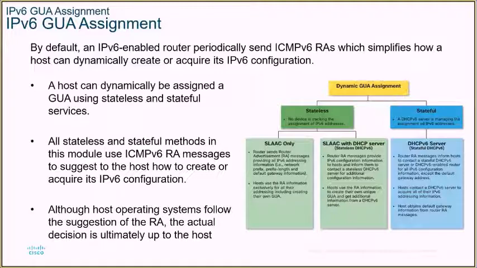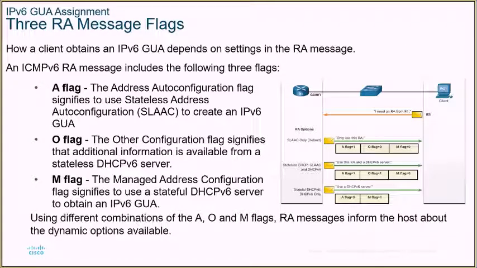Although host operating systems follow the suggestion of the RA, the actual decision is ultimately up to the host. Then you can have a full stateful DHCP server, which is more like what we had with IPv4, where it actually assigned an address as well as all the other information. How a client obtains a GUA depends on the settings in the RA message, the router advertisement.